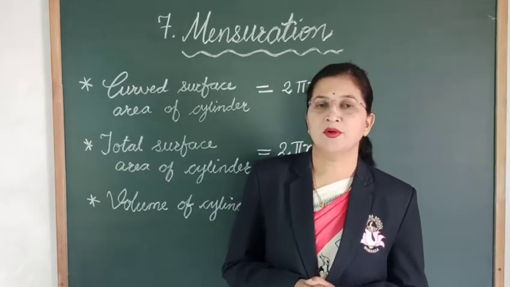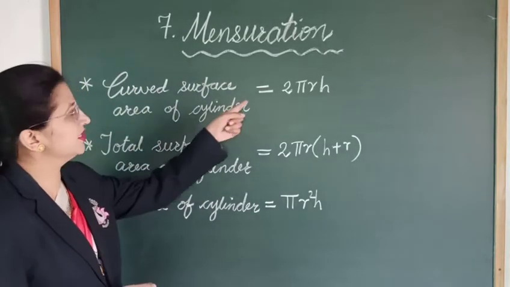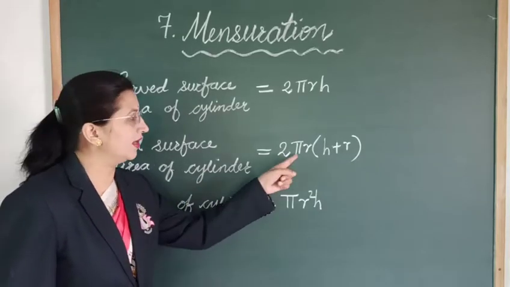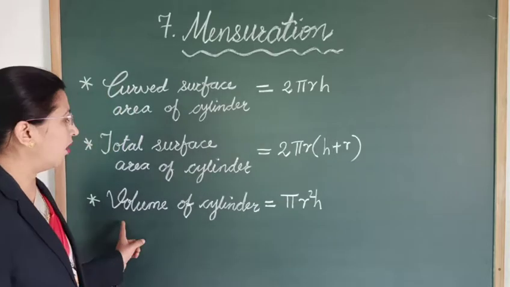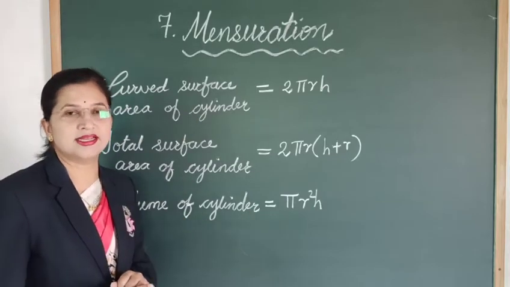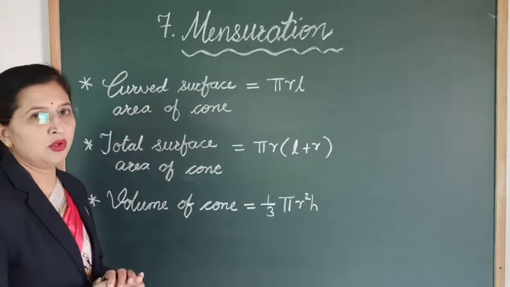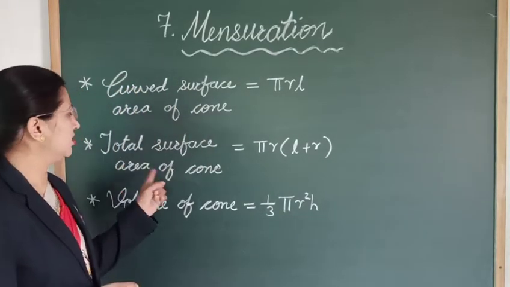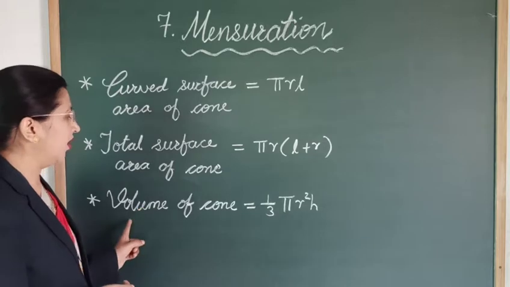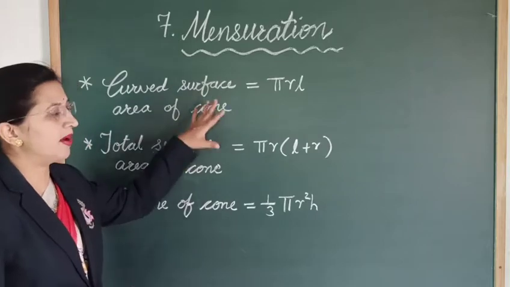Now let's see the formula for the cylinder. Curved surface area of cylinder is equal to 2 pi r h. Total surface area of cylinder is equal to 2 pi r into bracket h plus r, and volume of cylinder is equal to pi r square h. This is about the cylinder. Now let's see the cone. Curved surface area of cone is equal to pi r l. Total surface area of cone is equal to pi r into bracket l plus r, and volume of cone is equal to 1 upon 3 pi r square h. This is about the cone.